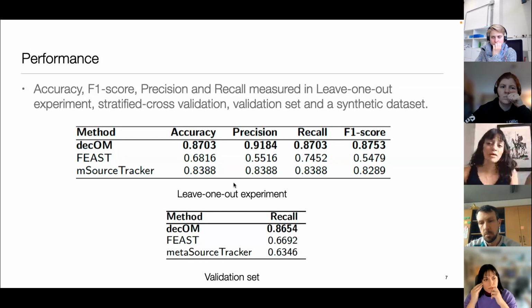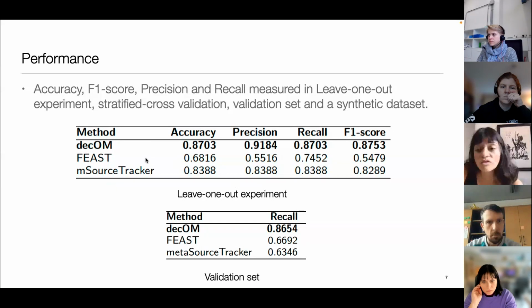First one was a leave one out experiment, where we simply take the matrix and take out one of the column vectors and compare it against the rest, and then put the column vector back, and take another one and compare it against the rest, and that's called simply leave one out. For that, you can see that the performance of decOM is considerably better compared to the rest. We also evaluated it on an external validation set of ancient oral samples. Again, the recall is higher for decOM than for the rest.